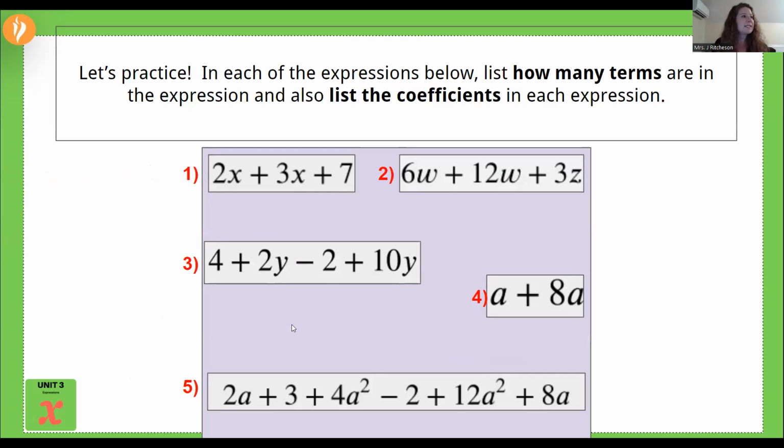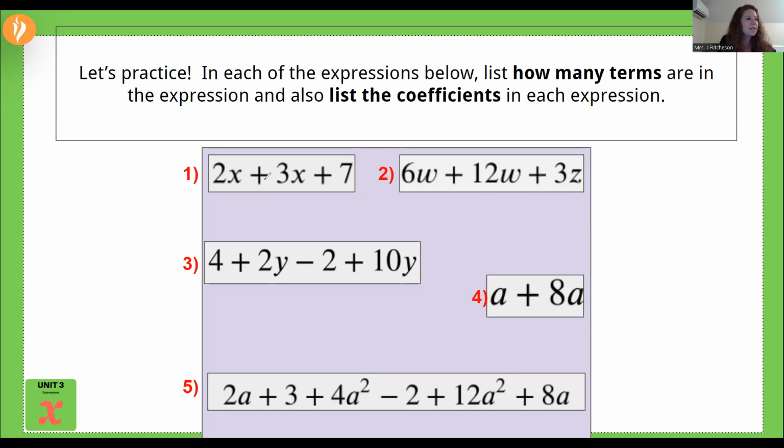All right, so here it says to list how many terms are in each expression and also list the coefficients. So I want you guys to pause the video and see if you guys can figure out all these answers by yourself, and then turn your video back on and see if I agree with you.